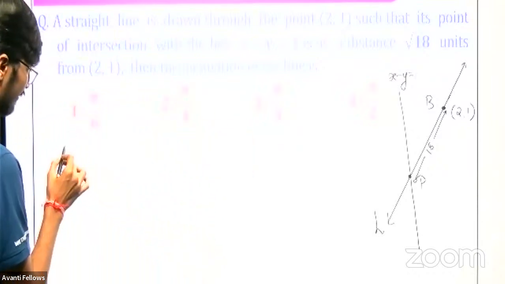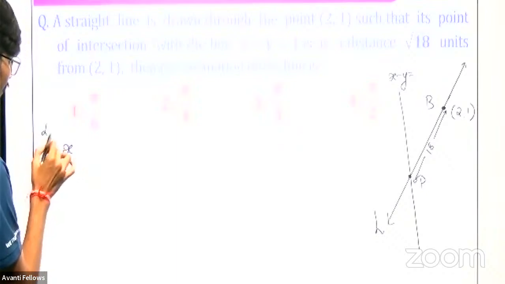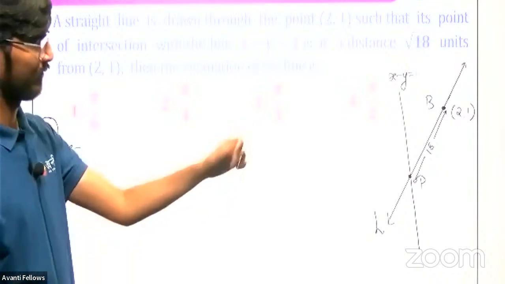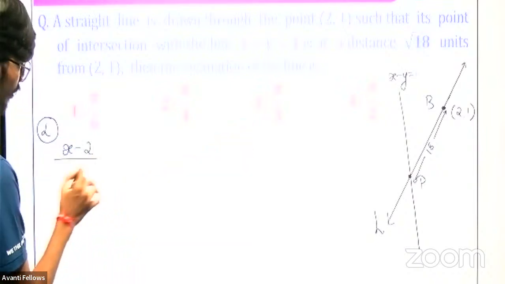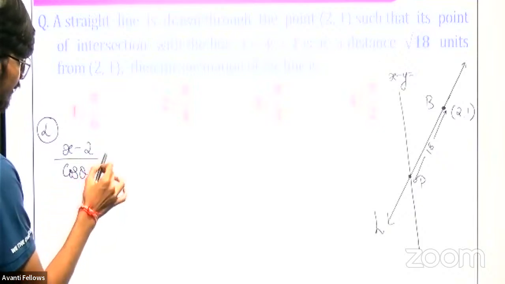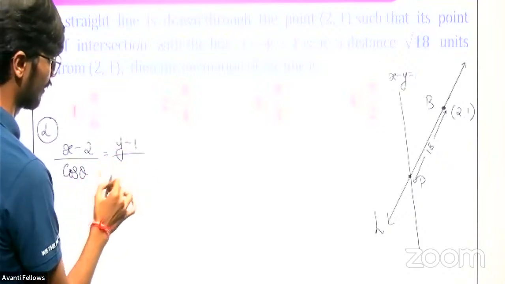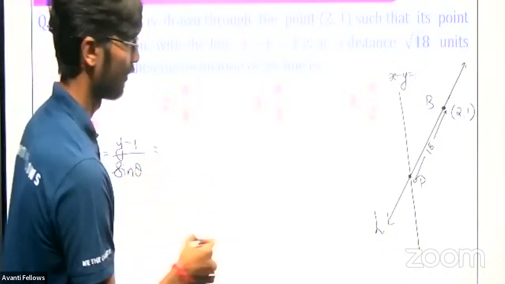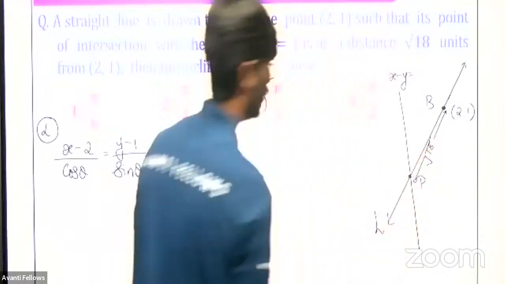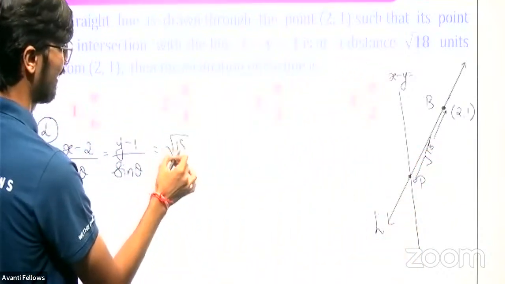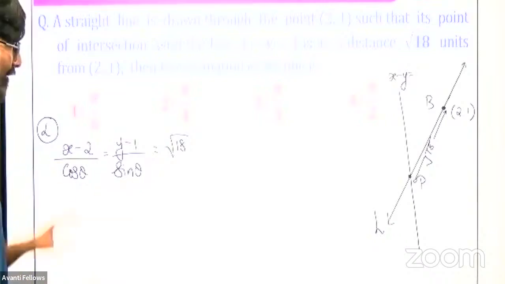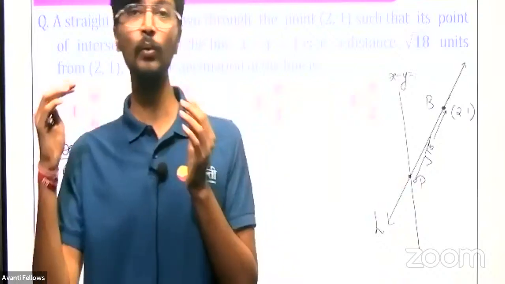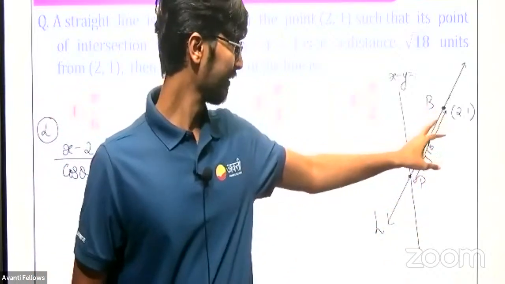So the parametric form says that the equation of line L will be (x minus 2) upon cos theta equals (y minus 1) upon sin theta equals, what is the distance? Sorry, root 18. So it will be under root of 18. Now from here, we can get the coordinates of a point which is at a distance of root 18.